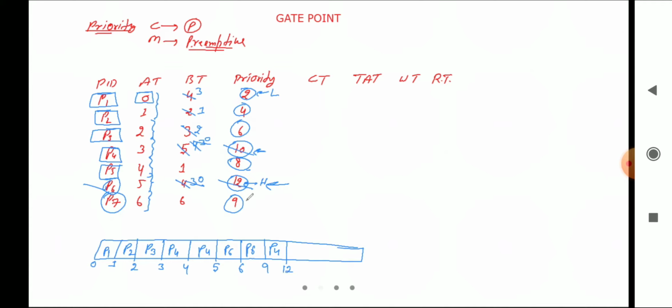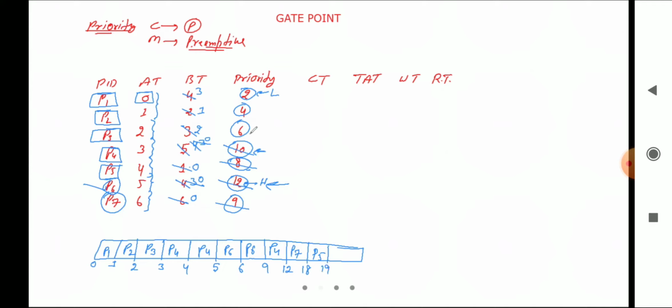Out of the remaining, which one has the highest priority? This one. So I'll execute this one for 6 times. So 12 plus 6 is 18, and the process is P7. Now out of the remaining, which one has the highest priority? This one, P5. For how long? One time. So P5 for one time. One time means 18 plus 1 is 19.